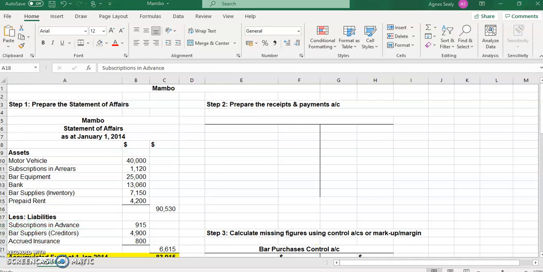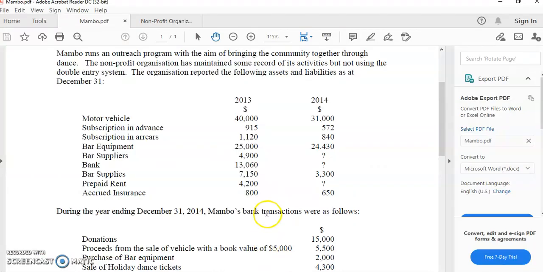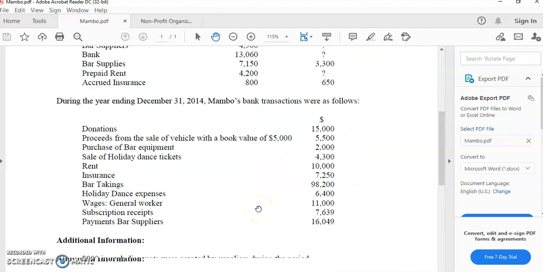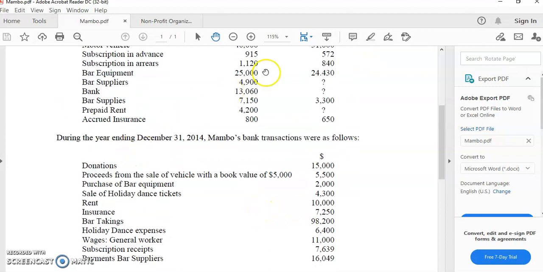However, if we go back to this question called Mambo, and we look at the information that has been given to us, the examiner has not given us the receipts and payment account, but they're expecting that we will have to prepare it because they just tell us that during the year ended December 31st, 2014, Mambo's bank transactions were as follows.